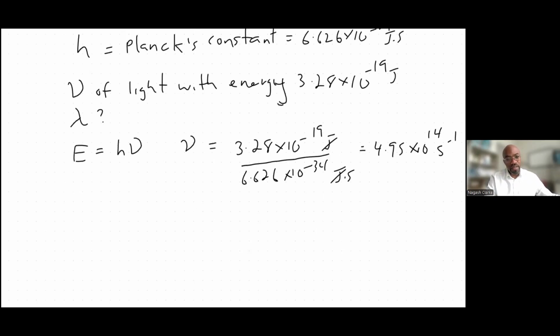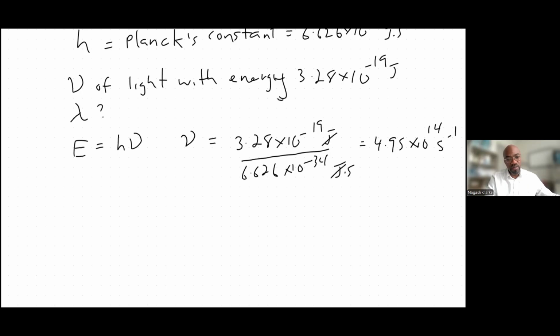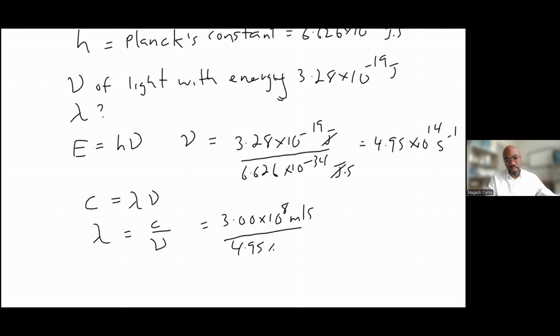Let's find the wavelength for that. So c is equal to lambda times frequency. So lambda is equal to c over frequency: 3.00 times 10 to the 8 meters per second over 4.95 times 10 to the 14.